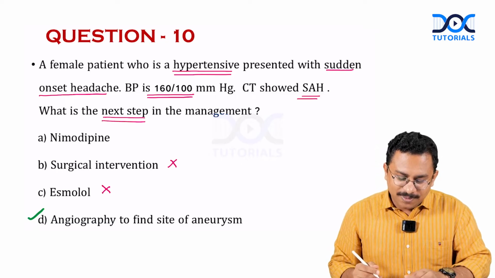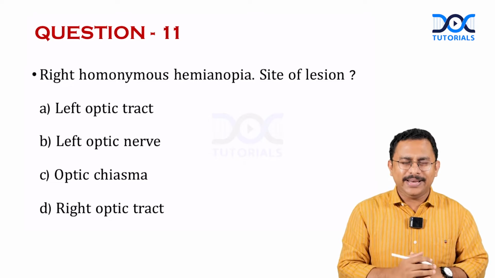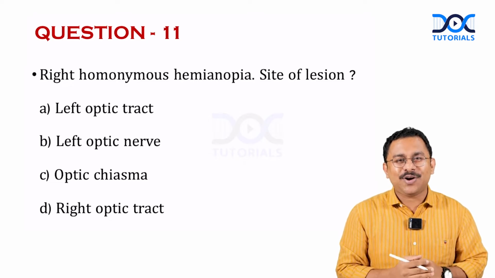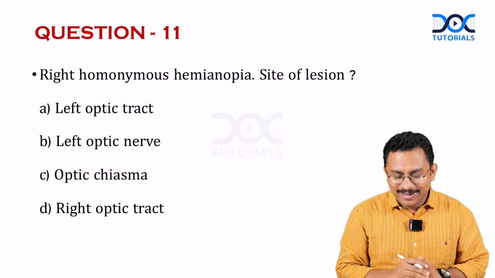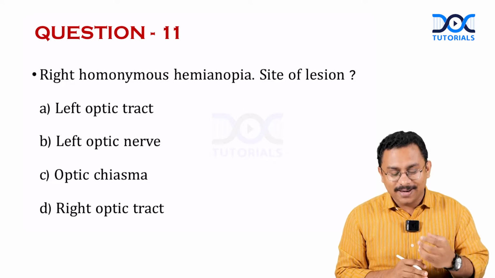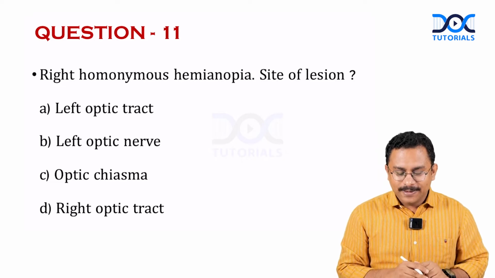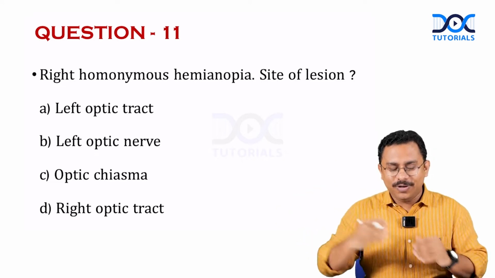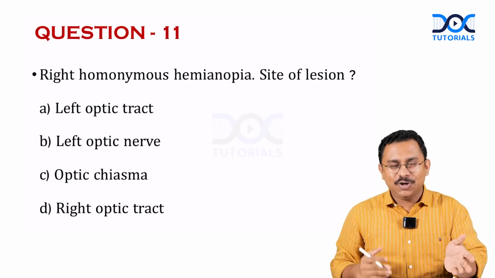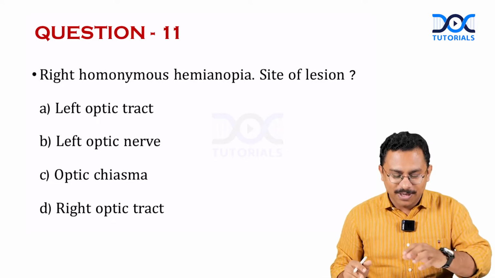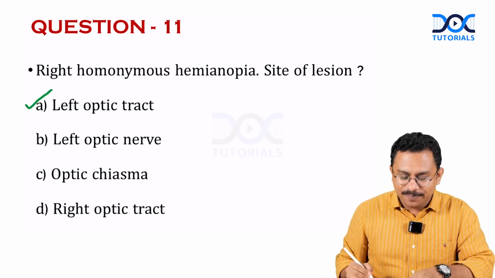Right, then question number 11. Right homonymous hemianopia, what is the site of lesion? I'm sure these are questions which will always give you a smile in any entrance exams because it is a relatively simple one. The sites of lesions given are the left optic tract, left optic nerve, optic chiasma, and the right optic tract. So the patient is having a right homonymous hemianopia. We know that anything retrochiasmal is likely to produce a contralateral homonymous hemianopia. So in that case, it is very obvious the answer is going to be the left optic tract.